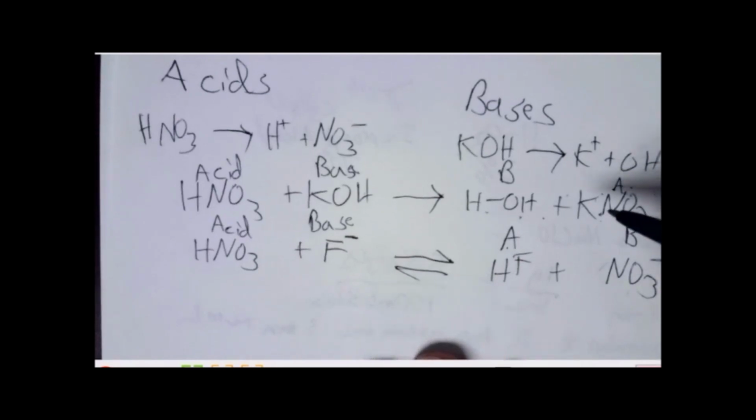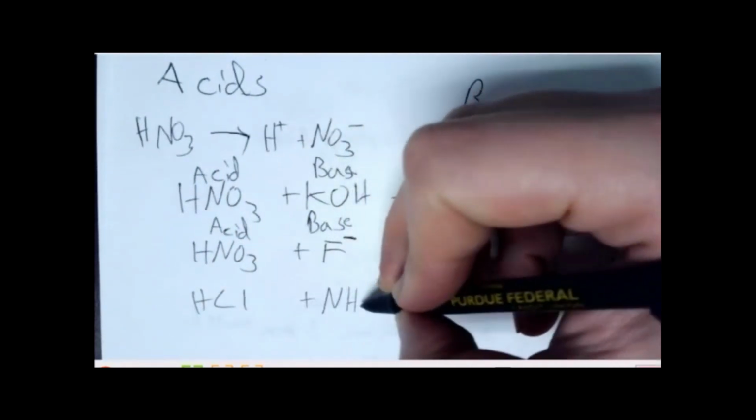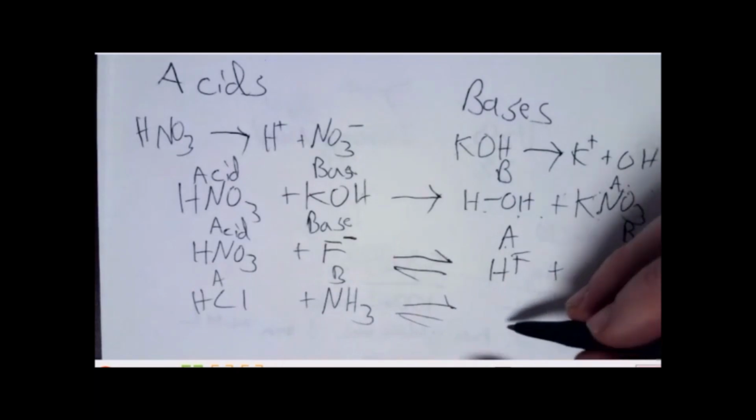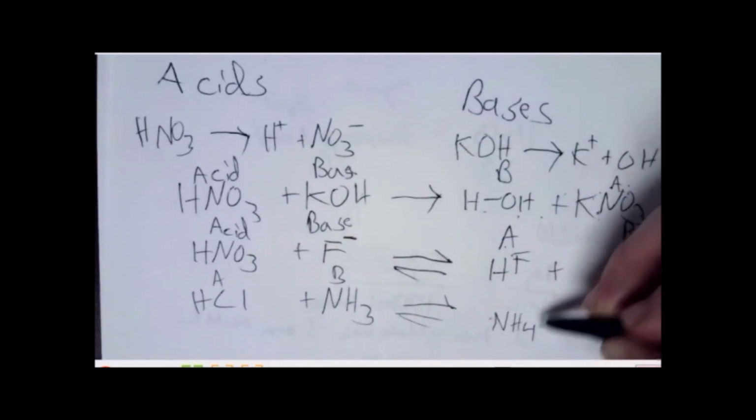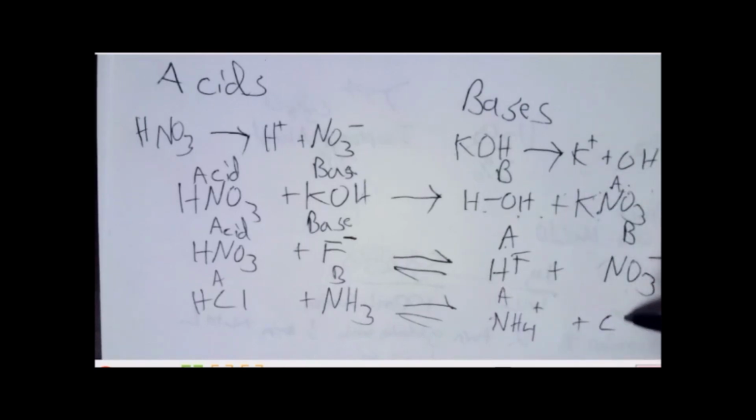We don't have to have hydroxide. I can mix in, say, HCl and NH3. NH3 is our base, HCl is our acid. You'd have NH4 plus, which is now an acid, and Cl minus, which is our base.